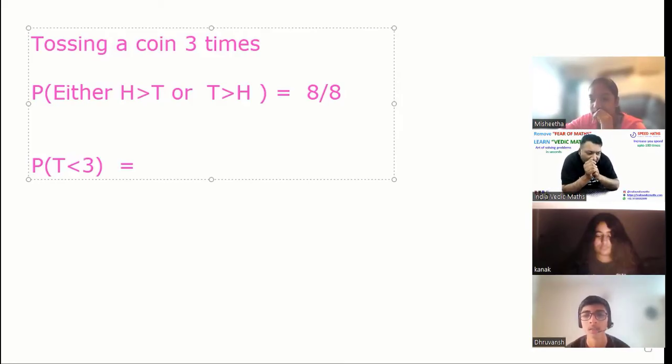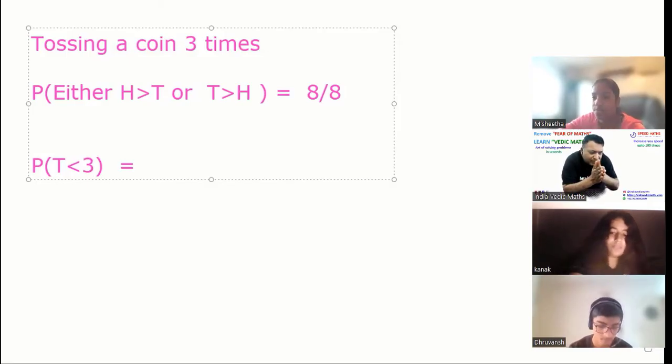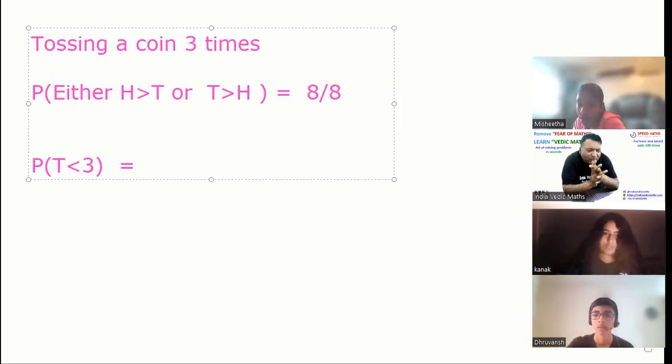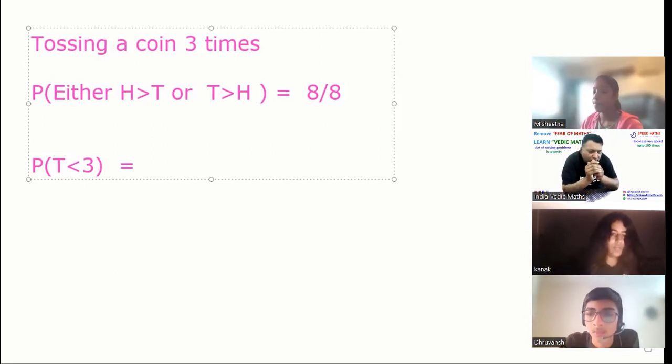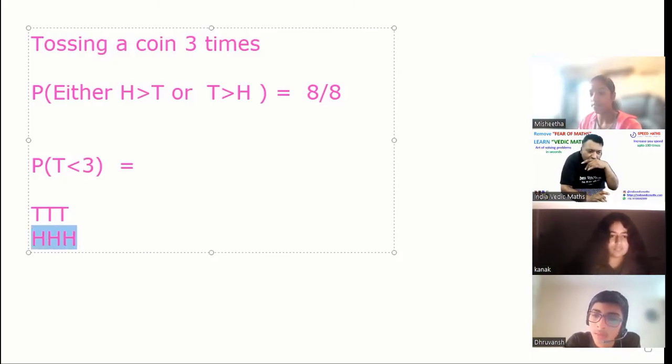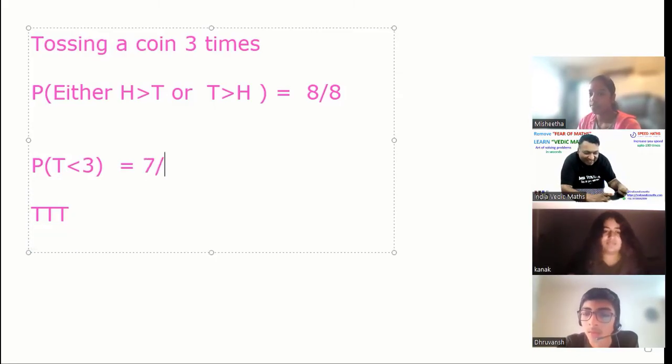So Mishita says 7 by 8. Dhruvansh says 7 by 8. Others, please. 6 by 8. Okay. Others, please. 7 by 8. So Kanak, 6 by 8. Which 2 outcomes did you leave out? TTT and HHH. TTT and HHH. This is okay. Why is this not valid? How many tails are here? 0. So this is also valid. So finally the answer is 7 by 8. Everybody good.